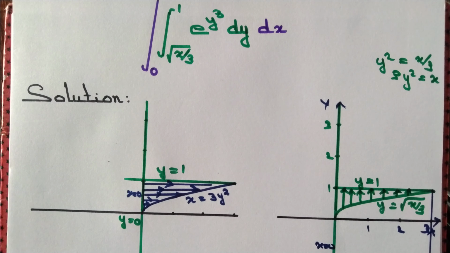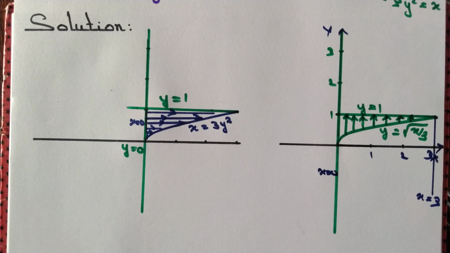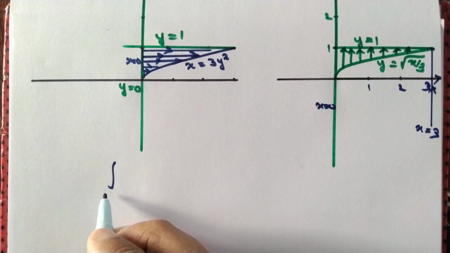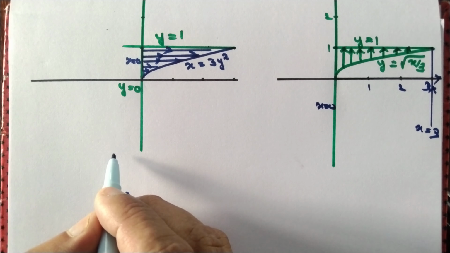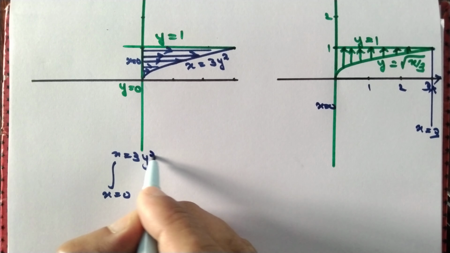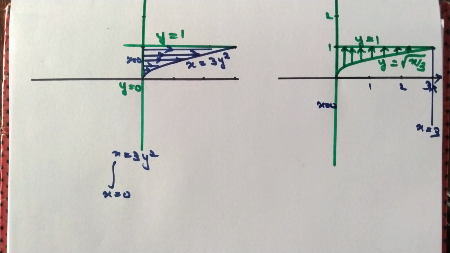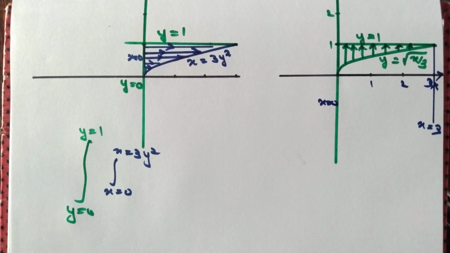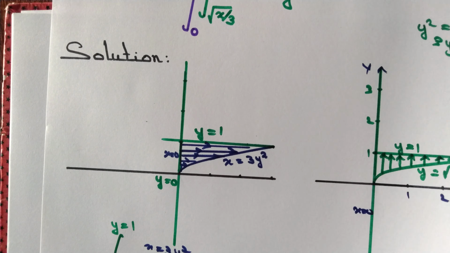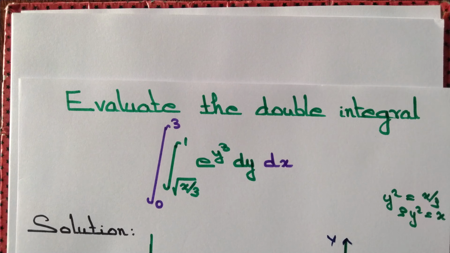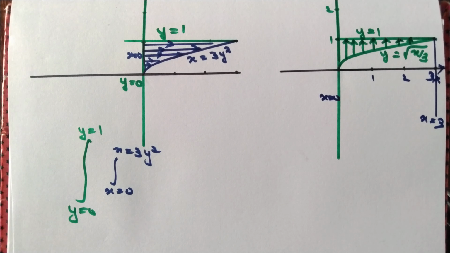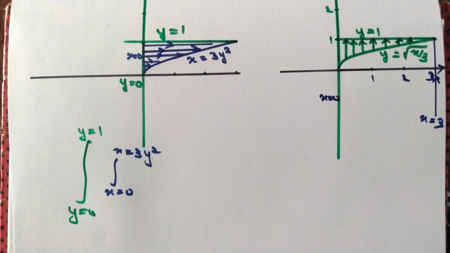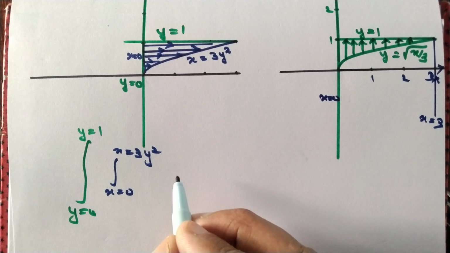Once again, let's write it down. We change x from x equal to 0 to x equal to 3y square, and then y from y equal to 0 to y equal to 1. Is the given integral the same? Yes, because we got the region to be the same and also the function to be the same. If the region is the same and the function is the same, then the integral should also be the same.